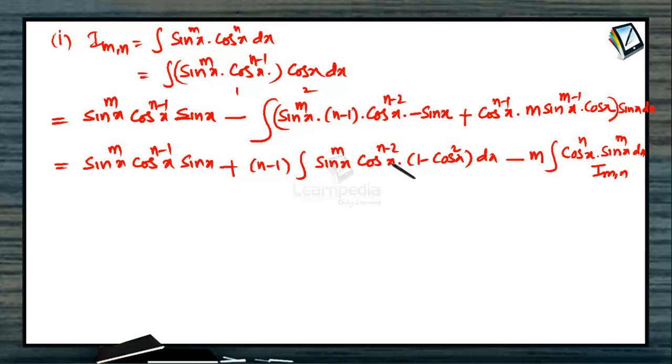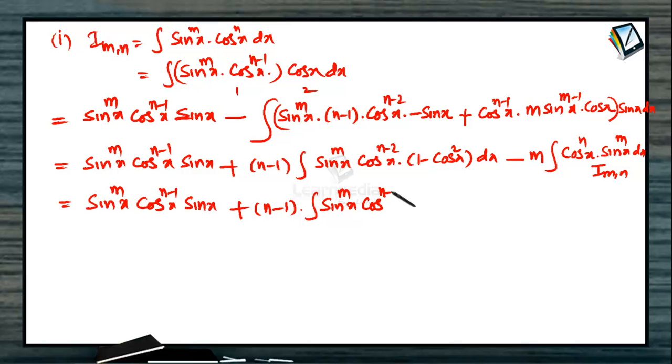And here I am going to get something, that is sin^m x cos^(n-1) x into sin x, plus (n-1) times sin^m x into cos^(n-2) x dx, and minus of (n-1) into sin^m x into cos^(n-2) into cos square x, which is cos^n x, minus m into I m,n.